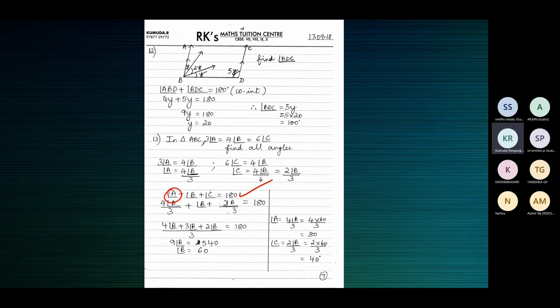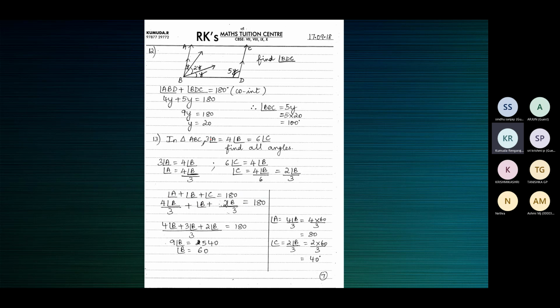So if you write A and C in terms of B, you can fix any angle. You can maybe have angle A as it is and write B and C in terms of A. Or you can fix angle C and write A and B using C. Anything you can do. So I have done B. I've kept B fixed like this, and I've got A and C in terms of B.